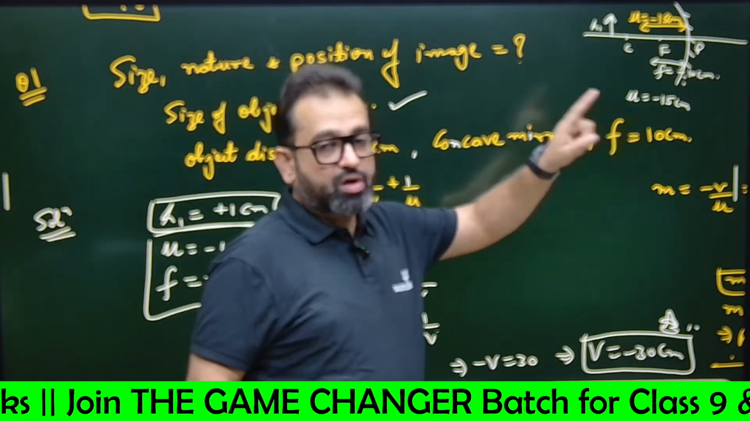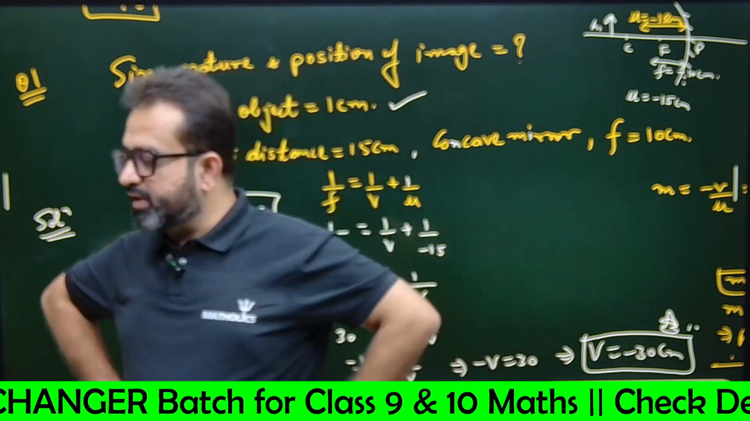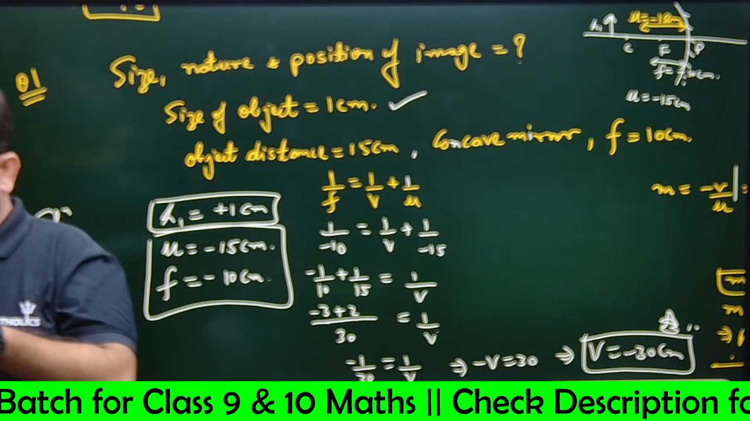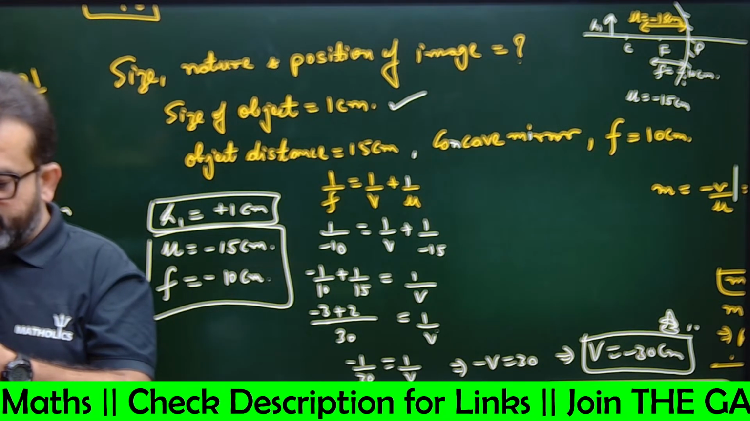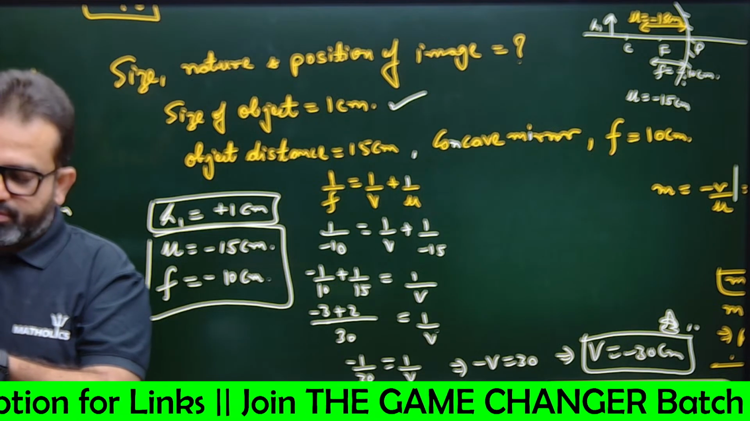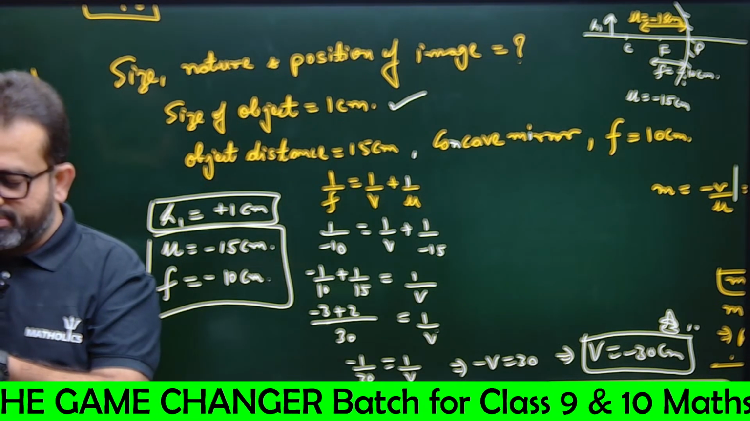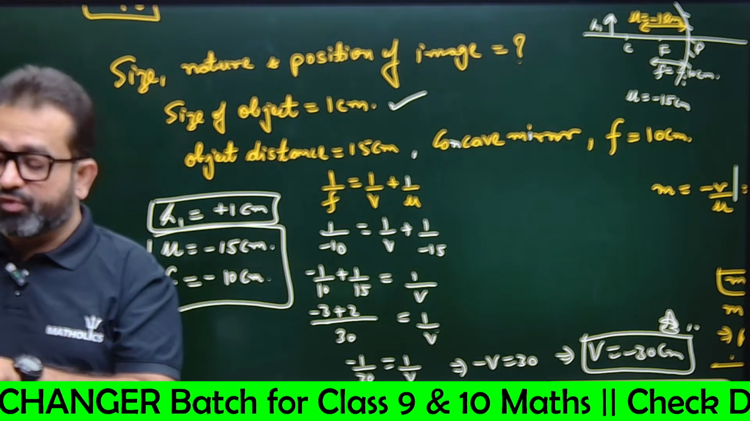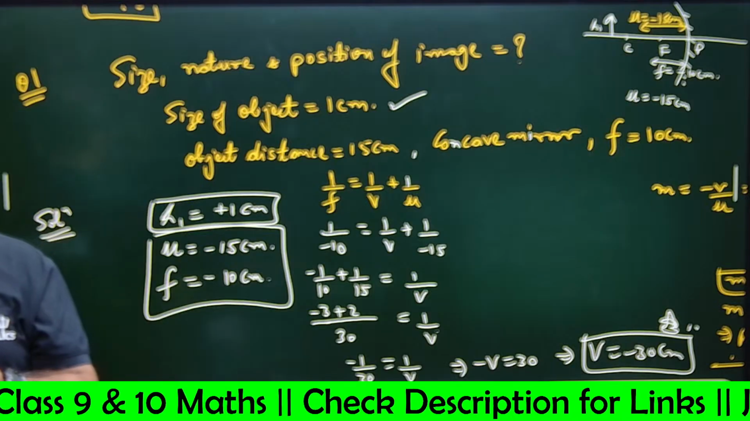F is 10 centimeter. For a concave mirror, tell me, is the focal length positive or negative? Anyone in the comments? For a concave mirror, is the focal length positive or negative? Tell me. Anyone alive in the class?